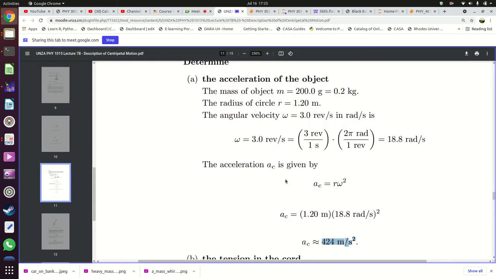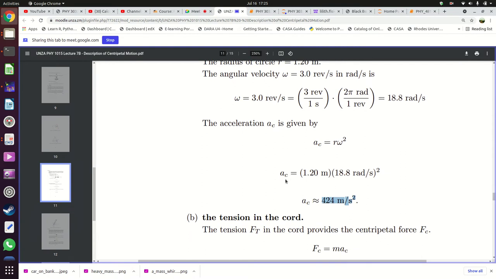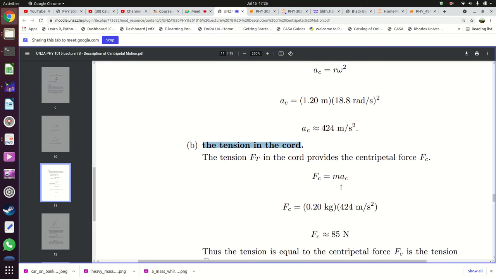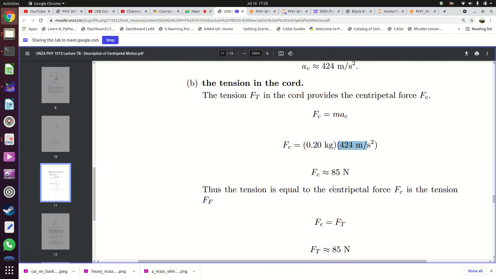Okay, next, now that we have our acceleration, we can try to find the tension. The reason we can find the tension is because the tension is what's providing the centripetal force. So instead of directly finding the tension, first we find what the centripetal force is. Whatever the centripetal force is, that is what the tension is. So the centripetal force FC is going to be equal to the mass of the object going around in a circle multiplied by the centripetal acceleration. So in this case, the mass is 0.2 kgs multiplied by the acceleration, which is 424 meters per second squared. And that's going to give us a centripetal force of 85 newtons.